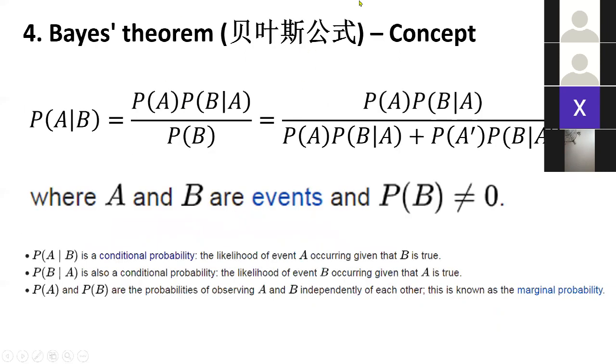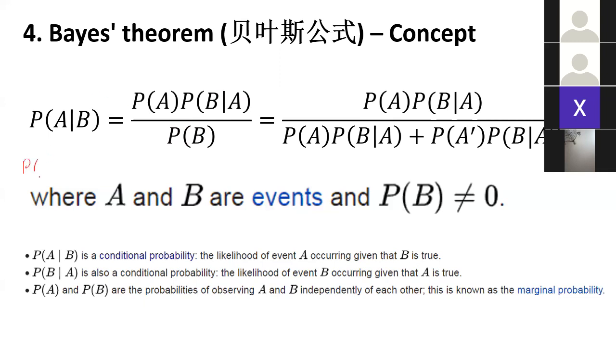All right, next, we're gonna introduce Bayes' theorem. Okay, first of all, I'll read the concept for you, okay? And after that, I'll set you an example to illustrate what this means. So the Bayes theorem tells us the probability of A given B is the ratio between two parts. The numerator is the probability of A times the probability of B given A. The denominator is probability of B.